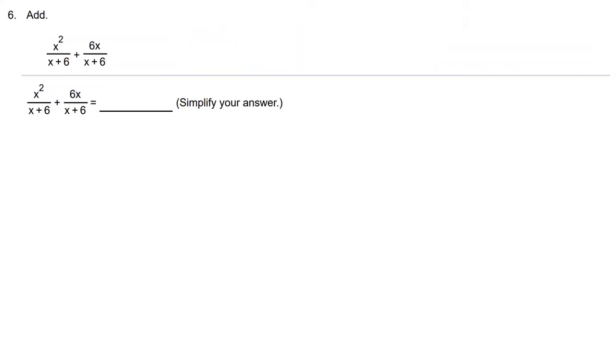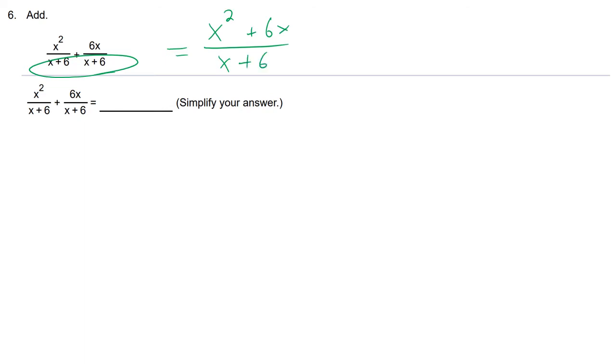This one asks us to add these two. Now, they already have common denominators, and if we have fractions that already have common denominators, we can go ahead and combine them. We're going to say x squared plus 6x. We add the numerators, but don't add the denominators. Leave them at x plus 6.